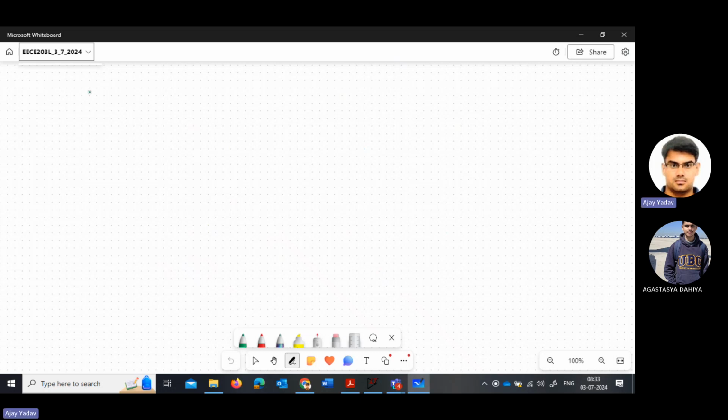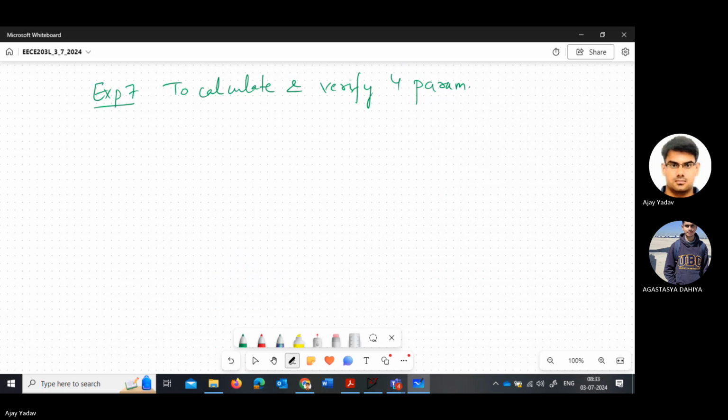So your experiment number 7 is to calculate and verify Y parameters of a two-port network. Okay. So in this case, we have taken a very simple circuit.